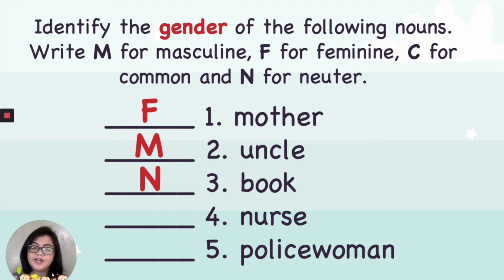Nurse, on the other hand, you cannot really determine if it's a male or female. It can either be a male or female. So if you're not sure if it's a male or female, then it's common. So write C there. C for common. And for number 5, you have policewoman. Policewoman, from the word woman, is a name for a female person. So it's a feminine.